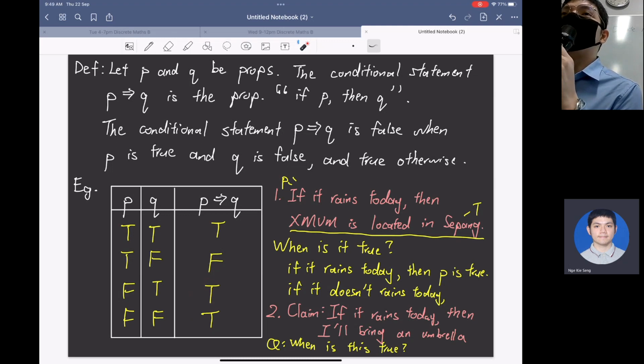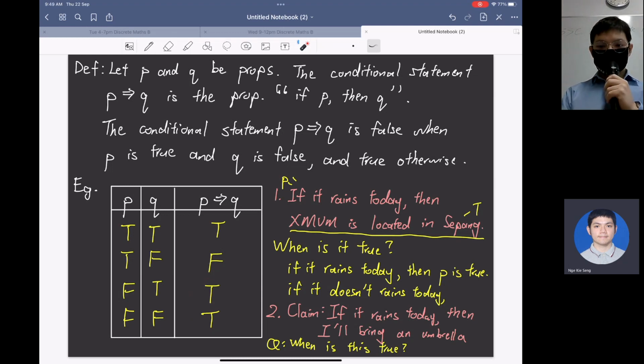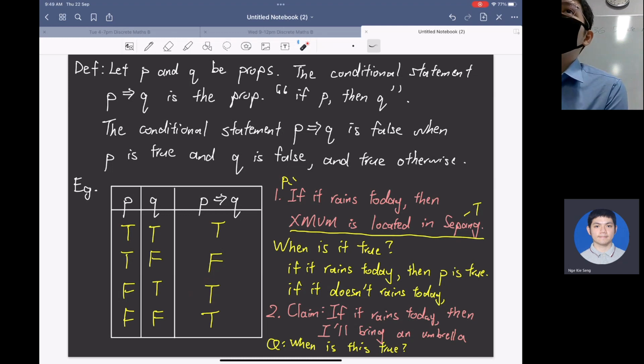Any questions? Okay, this is one of the skills you need to master. You need to know when a proposition is true or false. This will be in the exam. If not, we will have a break until 10 o'clock.